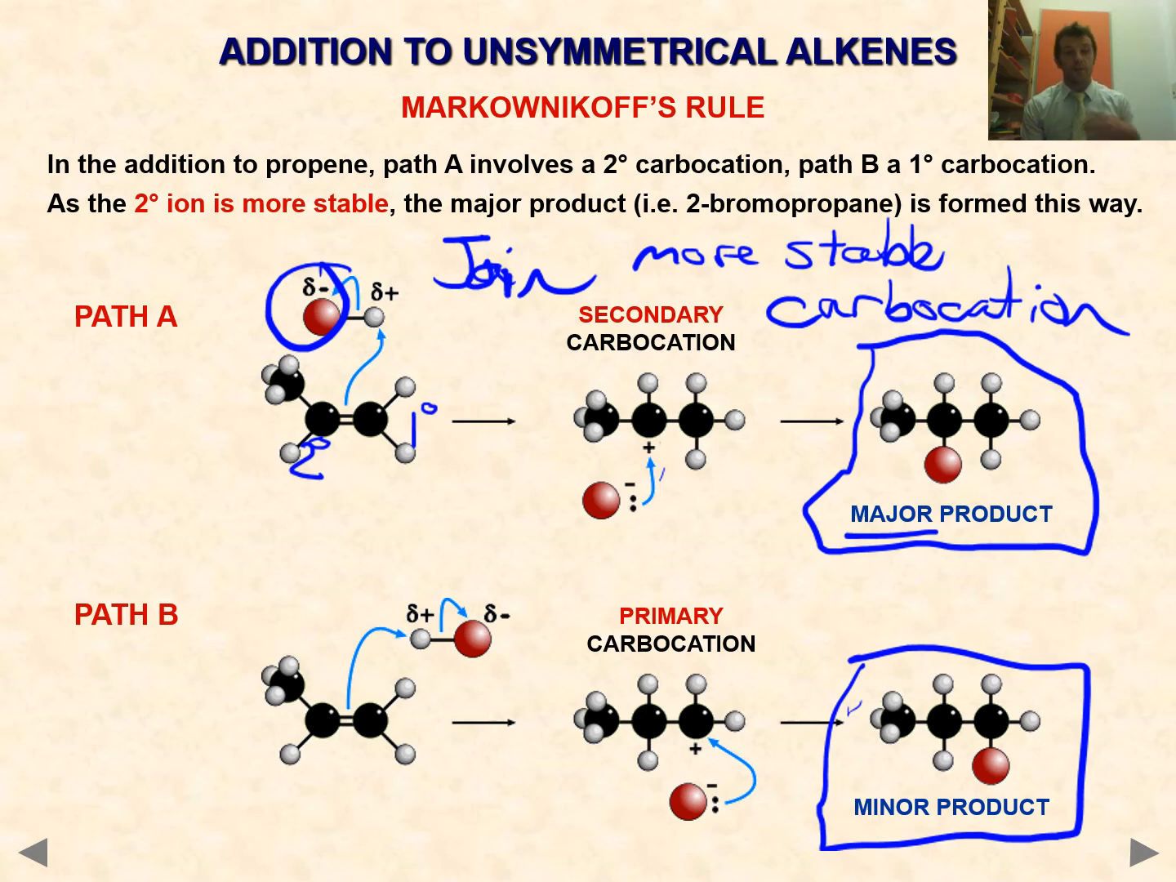This doesn't happen 100% of the time. It happens more frequently than the other ones. So in this situation, it could join, this would be a secondary carbon, and this would be a primary carbon. And what it's going to do is join the secondary carbocation more often than not. So this here, the bromine on the secondary carbocation, is going to become the major product, and the minor product is going to be the one right down here.